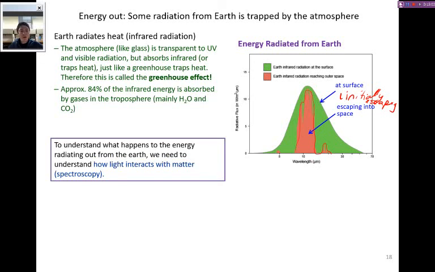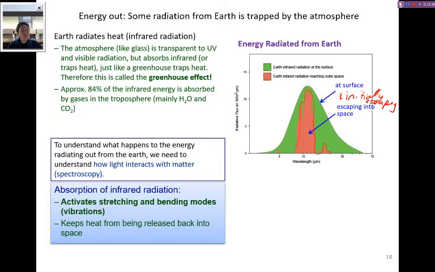And so to understand why this is happening and how this is happening, we need to look at how light interacts with matter. In the previous video, we talked about how depending on what type of light is interacting with the matter, it's going to cause different effects. So with infrared radiation, which is the light being emitted by the surface of the Earth, what that does is it causes the molecules to stretch and to bend. It causes vibrations within carbon dioxide and water and ozone.